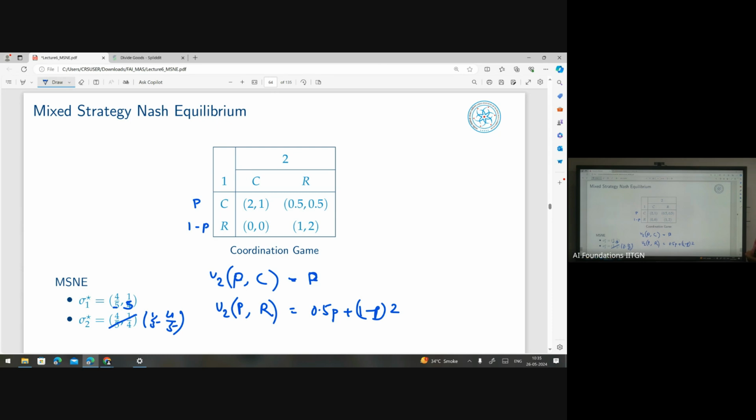So is it clear now why, even though I'm making the other person indifferent, they won't just do anything, because they have to ensure that I'm also indifferent?